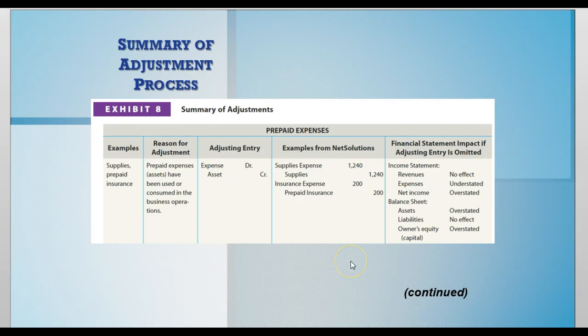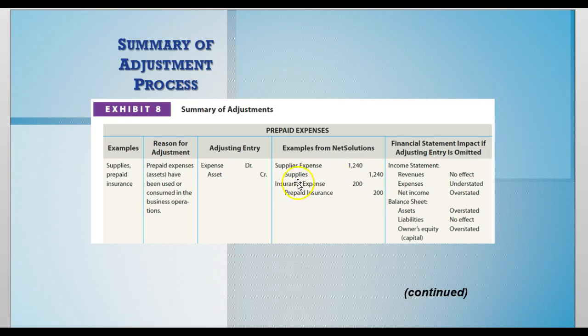Here we go. First of all, we talked about prepaid expenses. And examples were supplies, prepaid insurance. You could have prepaid wages, I guess, if you wanted to. So anyway, these are examples of expenses that would need to be adjusted. So you would debit the expense account and credit the asset account. And as you see, supplies is an asset and prepaid insurance is an asset.